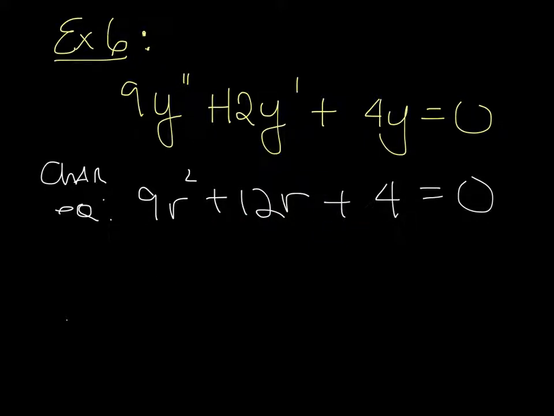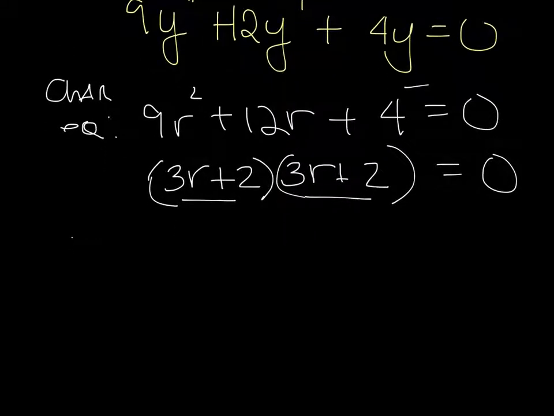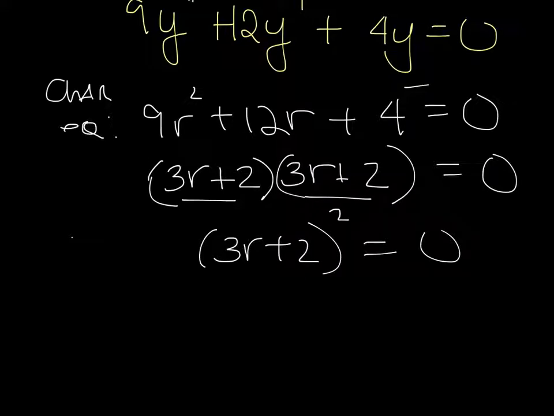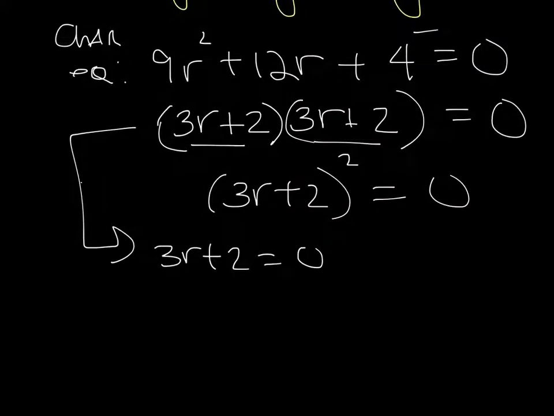But we can factor. This is actually one of the perfect square trinomials in algebra. 3r times 3r is 9r squared, and 2 times 2 is 4. Notice that these two factors are the same. You can write it more succinctly and take the square root of both sides. Here we can see that 3r plus 2 is going to be 0. You don't have to write the other factor again because it's just a repetition. 3r equals negative 2, therefore r is negative 2/3.